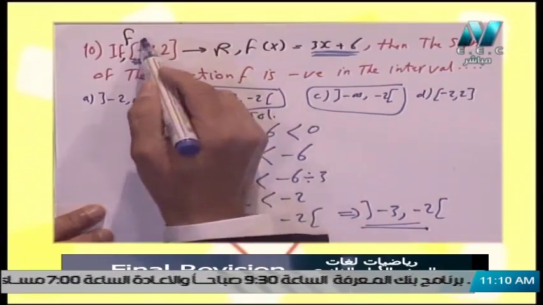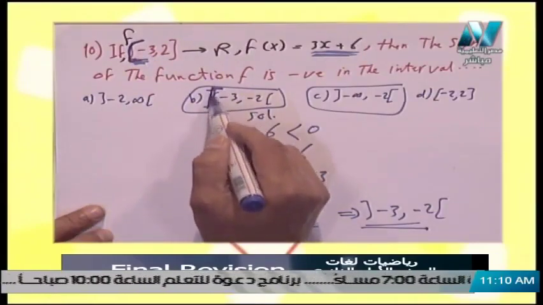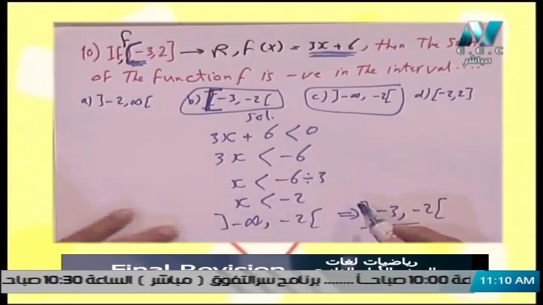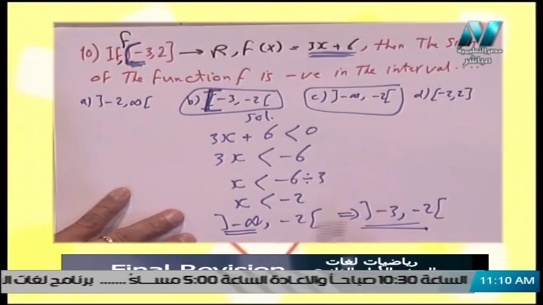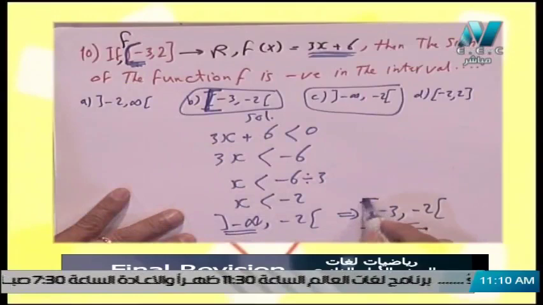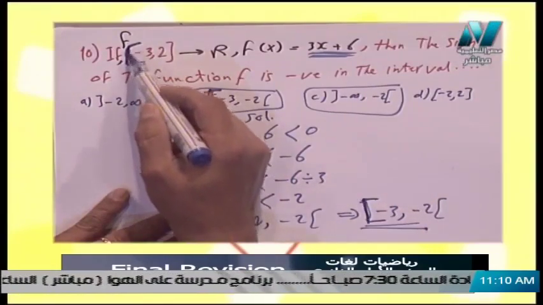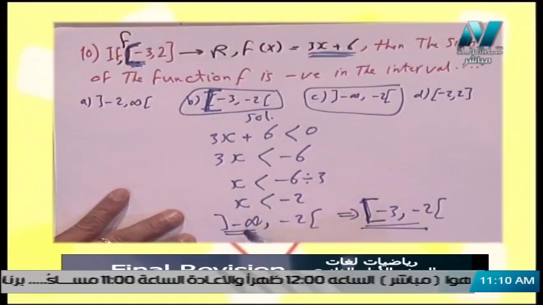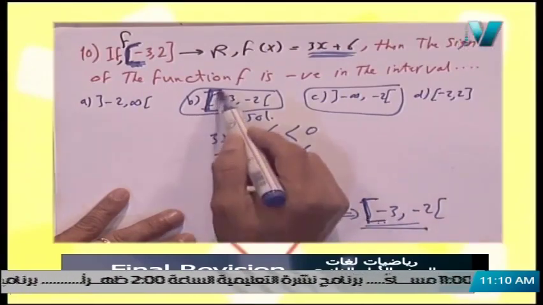And if we start here from negative 2 closed, it's possible to negative 3 and negative 2 closed here, because we replace negative infinity by the first point, which is negative 3. So it's negative 3 closed from this part. Okay. So we'll start by negative 3 instead of negative infinity. So the solution will be negative 3 and negative 2. Okay.